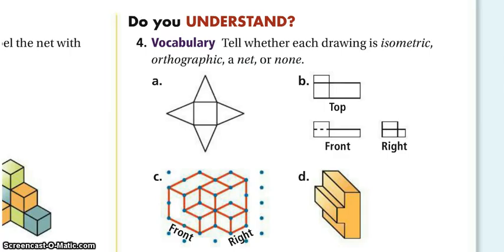Problem number 4 asks if you understand everything by understanding the vocabulary. Is A an isometric drawing, an orthographic drawing, a net, or is it none of the above? Please write that in your interactive notes. For 4B, please tell me if that's isometric, orthographic, a net, or none. For C, please tell me if that's isometric, orthographic, a net, or none. And for D, please tell me if that's isometric, orthographic, net, or none, and write that in your interactive notes.